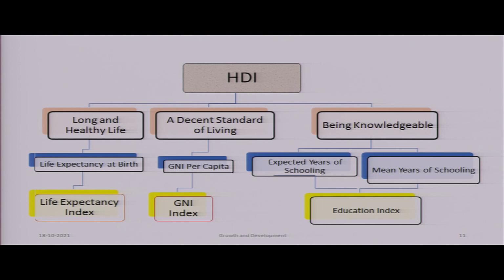The third component, about being knowledgeable, is made up of two further components. The first one is expected years of schooling, and the second is mean years of schooling. Expected years of schooling means how many years of schooling our population is expected to have. The mean years of schooling is the average years of schooling an individual takes up, and that gives us the education index. So these are the three indices which we use to arrive at the HDI.